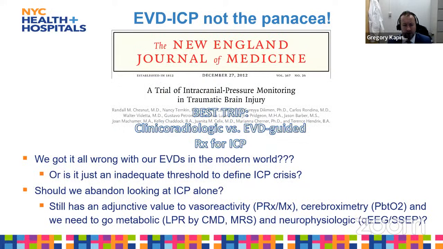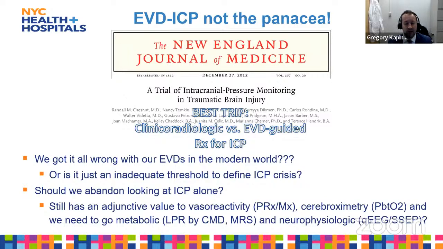So in 2013, I was also in the aftermath of this huge controversial publication that revolutionized the way we address multimodal monitoring, actually, which was this BEST TRIP trial, right? So we're all familiar with the results, and basically it was saying that clinical radiological management can be equivalent in most cases to an EVD-guided treatment for the ICP.